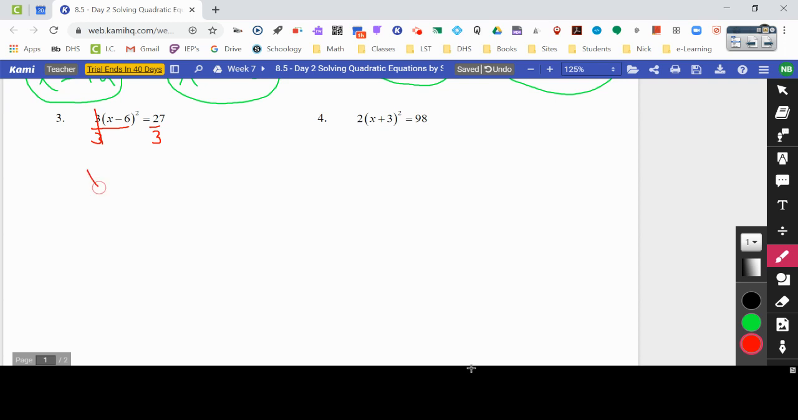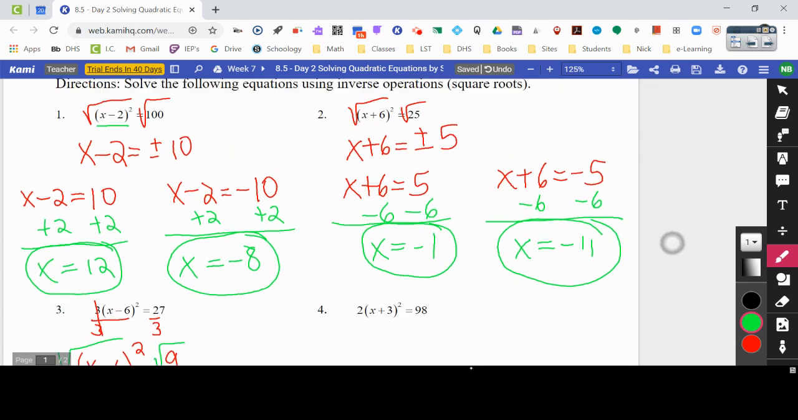So now I'm left with x minus 6 squared, right? It's still in parentheses and it's still being squared because all I did so far was divide by 3 so that I can isolate my quadratic expression. Now it's isolated, right? Now I'm ready to take the square root of my left side and I take the square root of my right side. Again, this square root will undo my square, so now I'm left with x minus 6 on my left side equals plus or minus, well, the square root of 9 happens to be just 3, right?